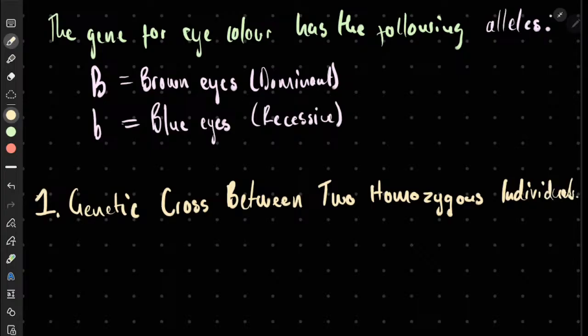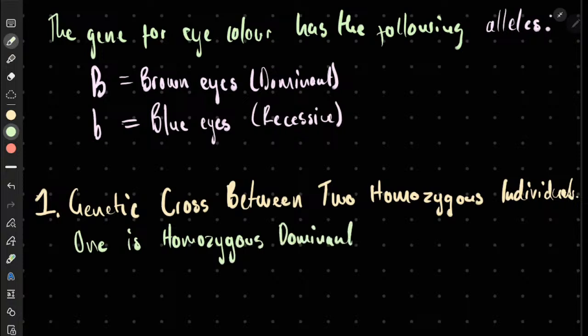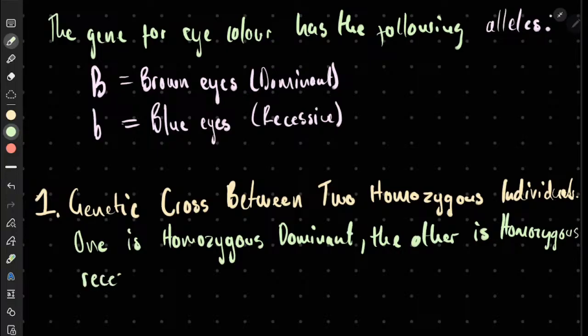One is homozygous dominant. The other is homozygous recessive. So you say, what are you talking about? What are we even doing?